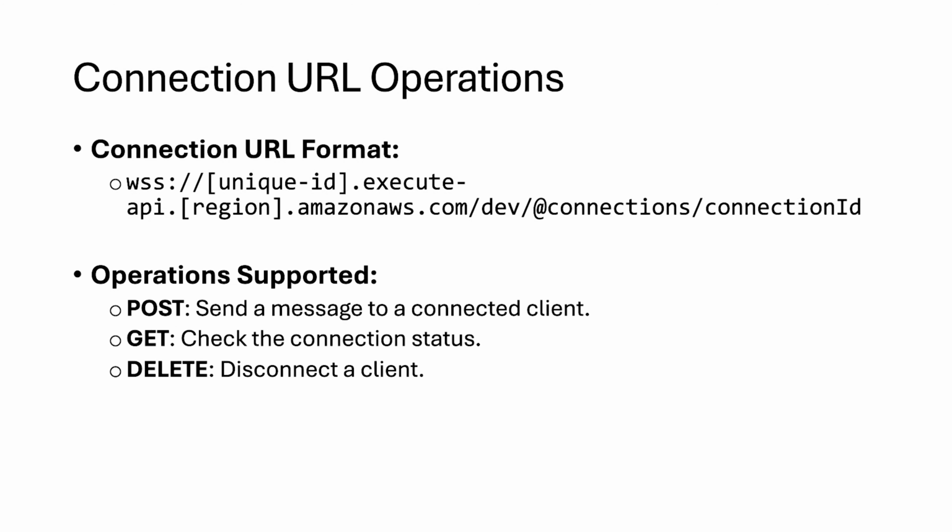Okay, the first one is the POST method, where a server can send messages. So the POST method is very important. The server can send messages back to the clients. And we have a GET method which checks the connection status, whether the connection is alive or not. And finally, you have a DELETE operation where you can disconnect a client from the server. So these are the operations that can be used on the connection URL.